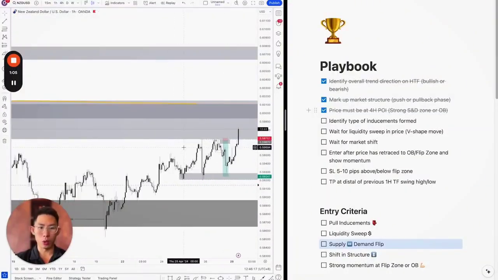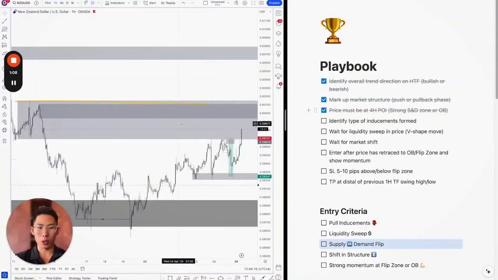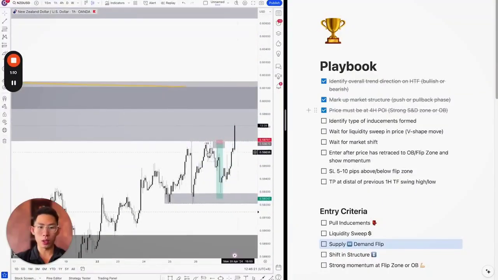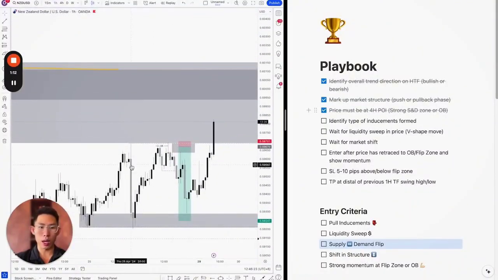Yeah, this is definitely an inducement where price comes into this supply zone and never taps into it, and instead it just touches it and starts creating that double top, right? You can see double top being formed right here, inducement being formed. There's available liquidity above these highs right there.